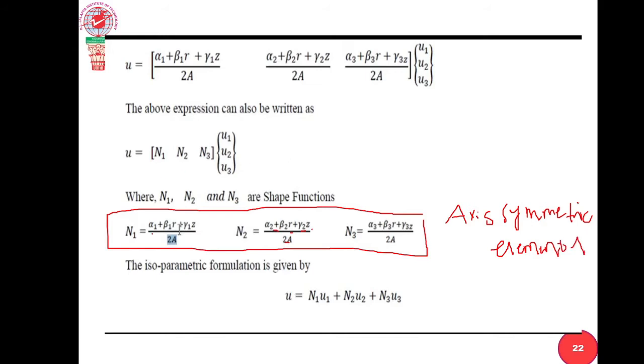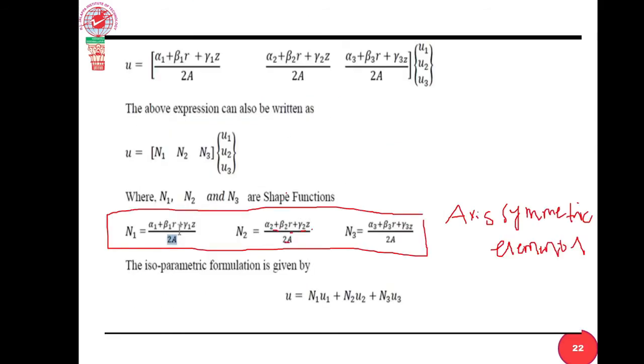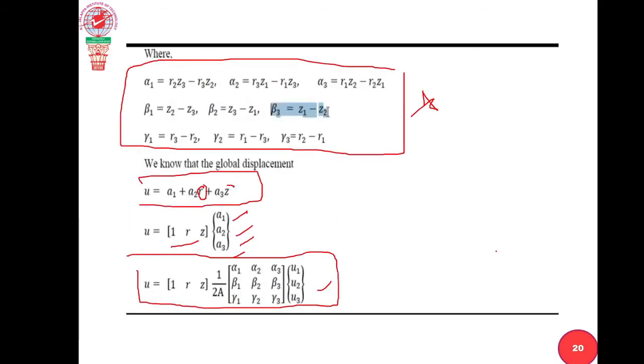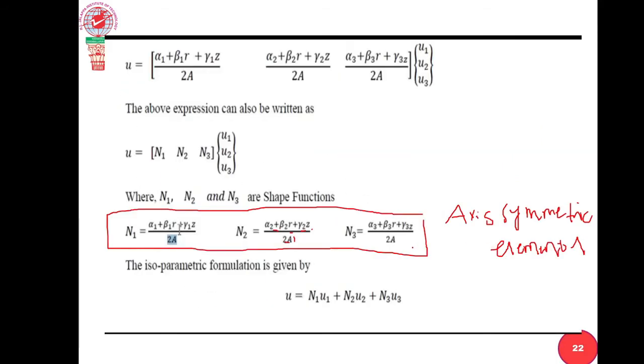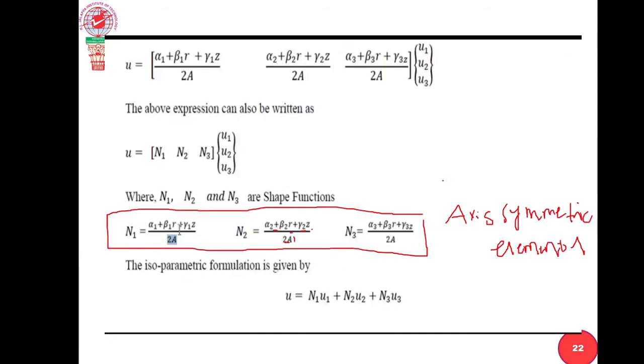What is alpha 1, beta 1 again? Here we find them out. What is alpha 1, what is beta 1, gamma 2, gamma 3, alpha 3, all these things are there. If you substitute the values, divided by 2A, the area of the triangle. What is the area of the triangle? Area of the triangle is nothing but half of the determinant of the Jacobian matrix. And finally, this one we derived.